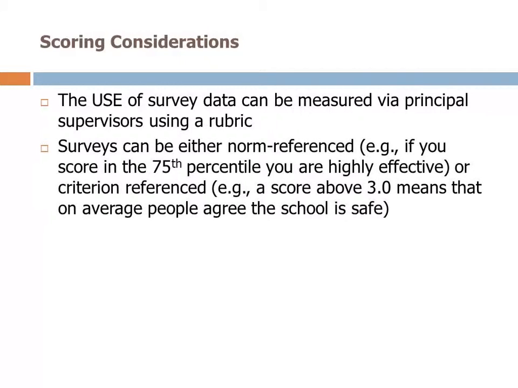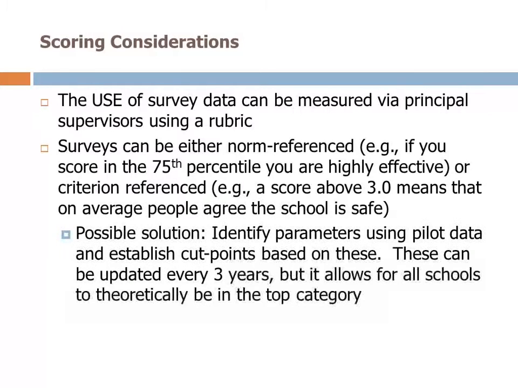There's also a couple of different ways. You can do it in a norm-referenced fashion, so for instance, if you're in the 75th percentile in the school, you're highly effective. Or criterion-based, which is, if you have a 3 or above, that means most people agree that the school is safe, therefore you get X designation. People are not a big fan of the norm-referenced game because there's always going to be a winner and a loser. But it's also helpful because you don't want everybody to score in the top category.